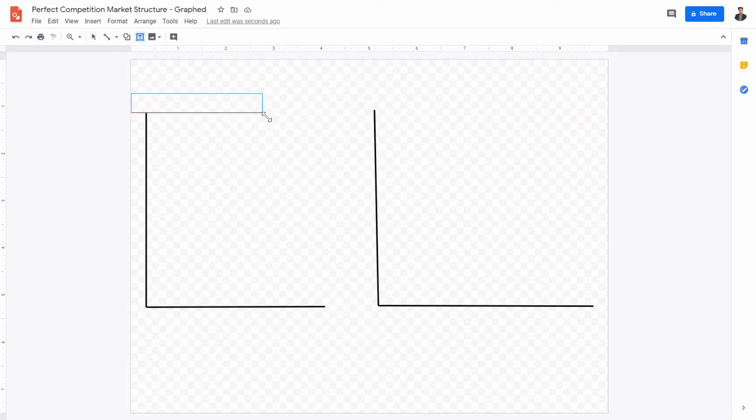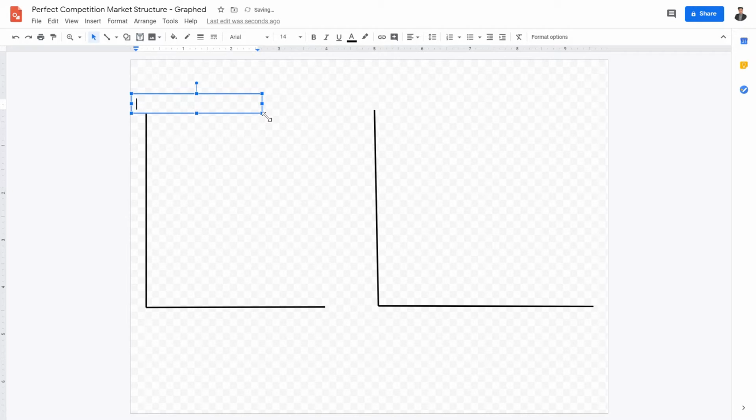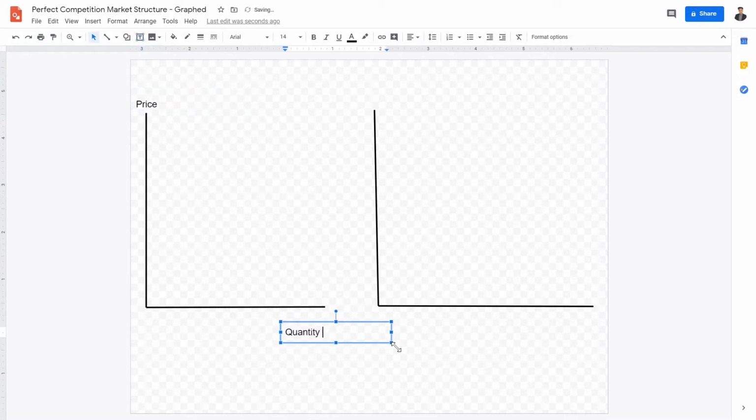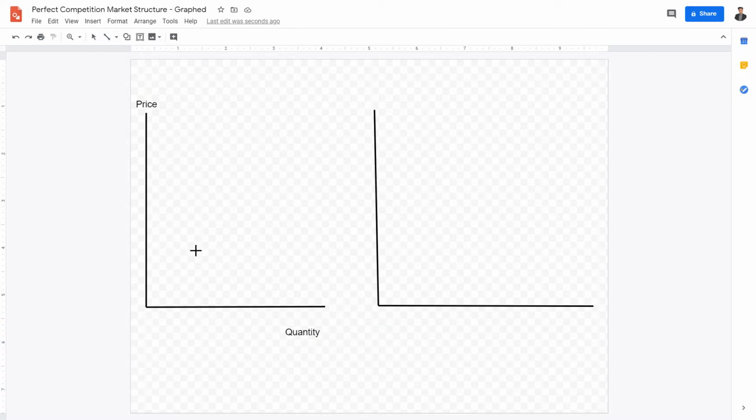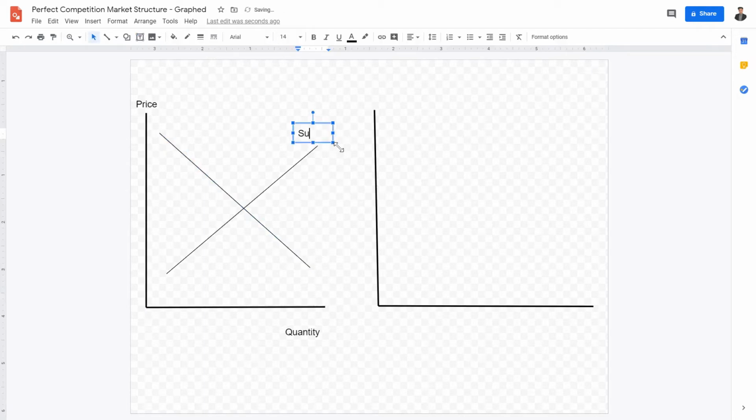So within perfectly competitive market structures, there are two planes. There is plane one and plane two. Within plane one, what we have is a free market equilibrium. So we have the price, and we also have the quantity. And this is just a standard free market equilibrium diagram where we have our supply and we have our demand.